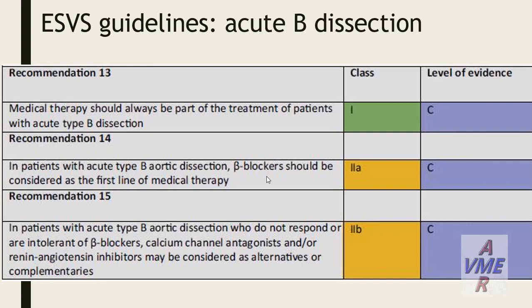Lastly, we have guidelines from the European Society of Vascular Surgery for type B aortic dissection. Medical therapy should always be a part of treatment of patients with acute type B aortic dissection. Beta blocker should be considered as the first-line medical therapy. In patients who don't respond or are intolerant to beta blocker, we can consider calcium channel blocker or renin-angiotensin inhibitors.